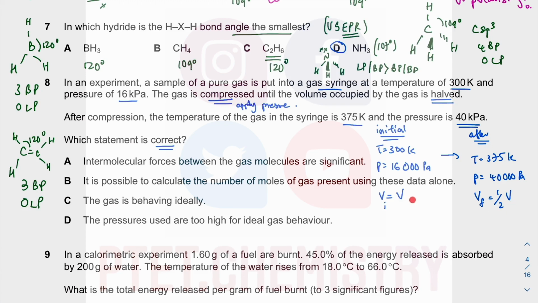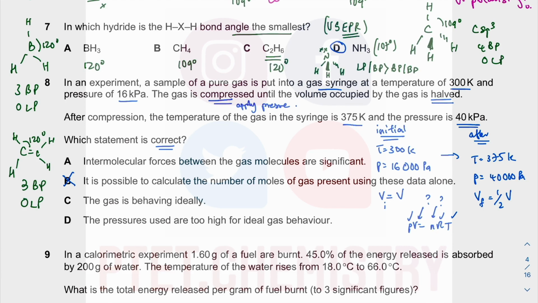So we are not given the exact value of the volume. Even when you want to use PV equals nRT, you know T, R is a constant, you know P, but you don't know V. Then how can you work out n? This is one equation with two unknowns because they don't provide us with a volume. So it is not possible to calculate the number of moles given this data alone because you don't know the absolute value of volume. So I can tell you B is incorrect.